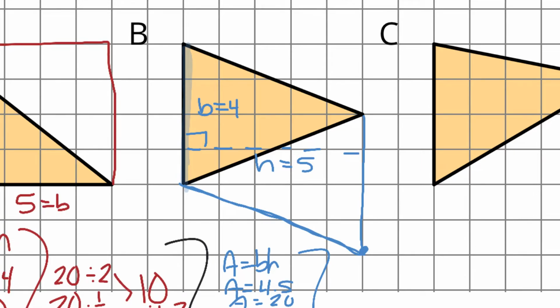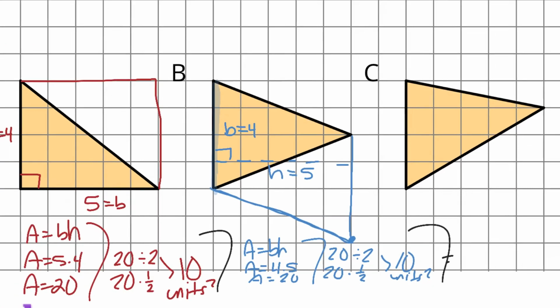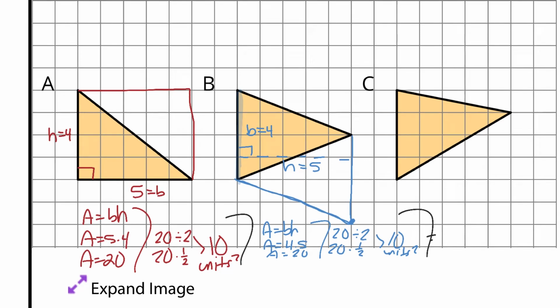Well, I have two identical triangles, so once again, 20 divided by 2, or 20 times 1/2, will get me a solution of 10 square units. So far, A was 10 square units and B is 10 square units. What about C?